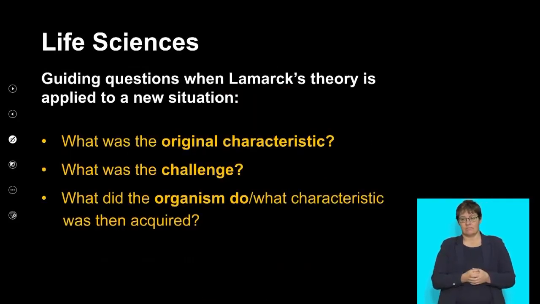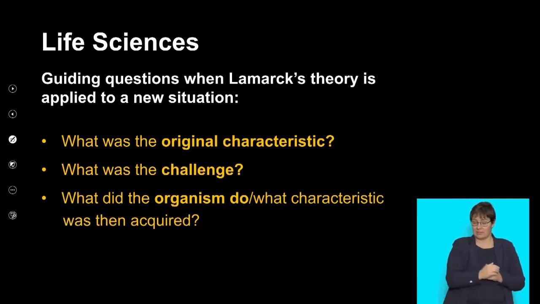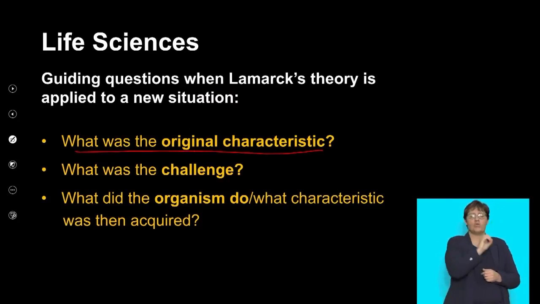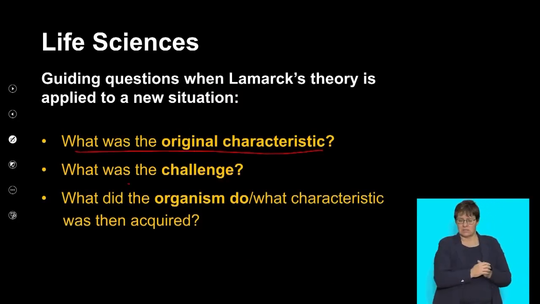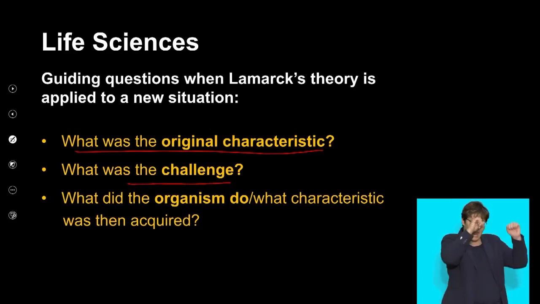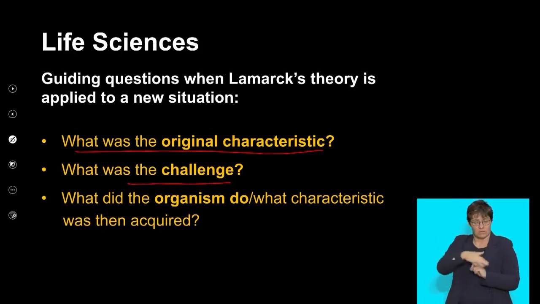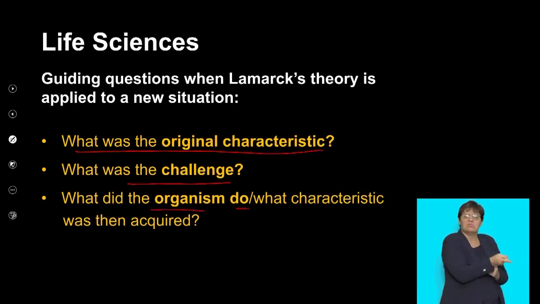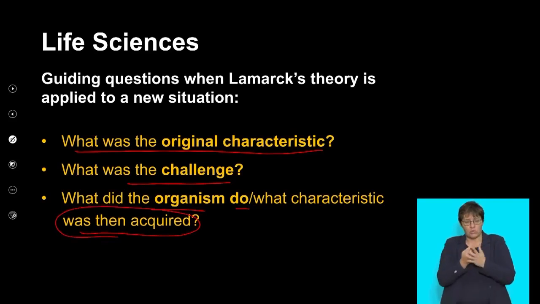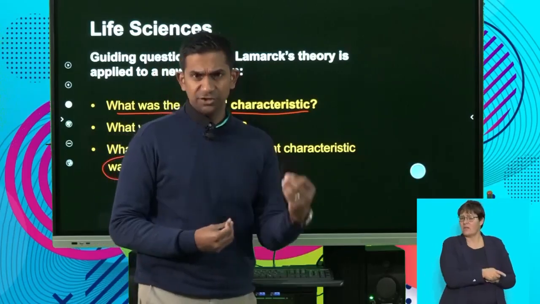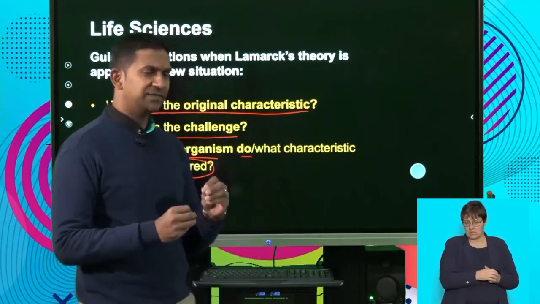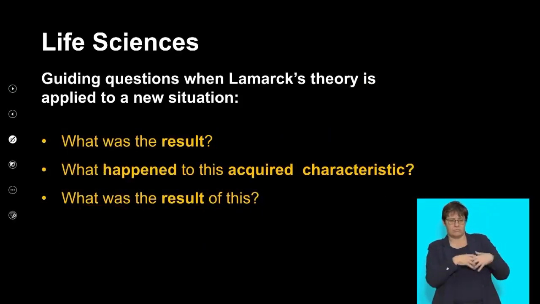The guiding question when Lamarck's theory is applied to a new situation is the following. What was the original characteristic? What was the challenge that allowed that characteristic to become better suited to the environment? What did the organism do, or what did that characteristic then acquire? And so the things that happen in an individual's life, what was the factor that contributed to that? And hence Lamarck had these questions which he posed.